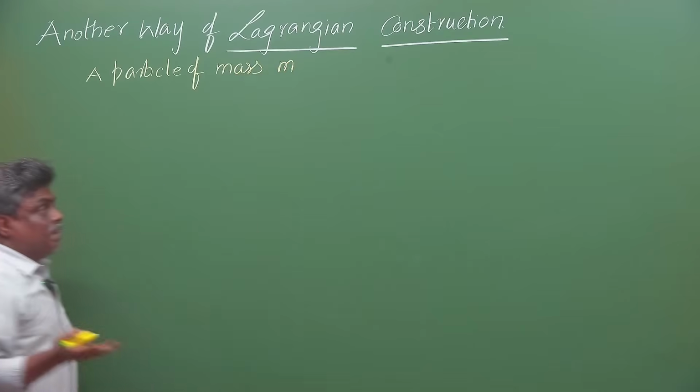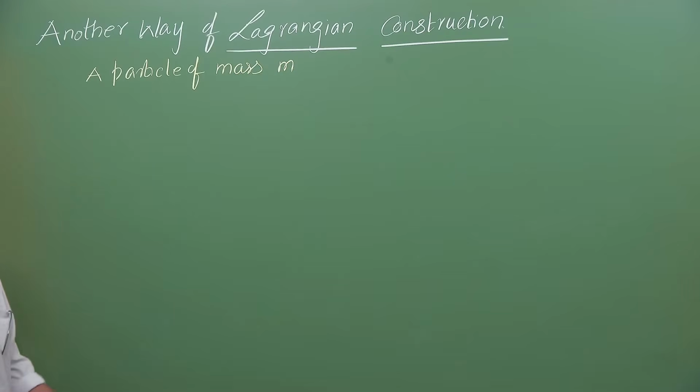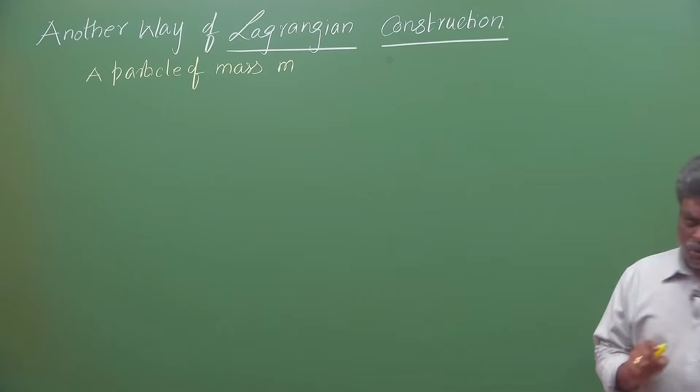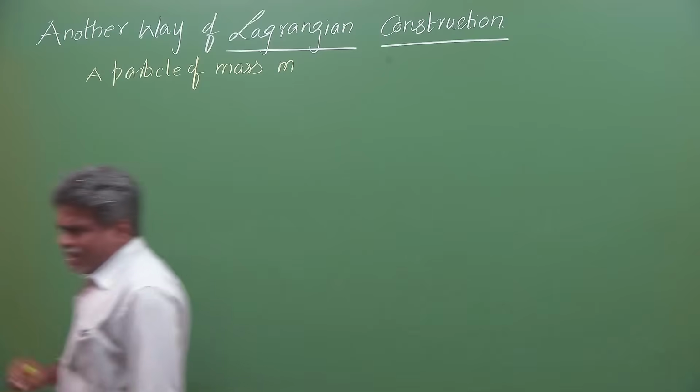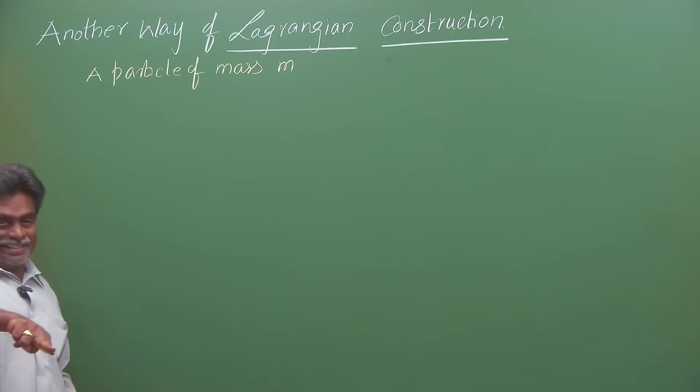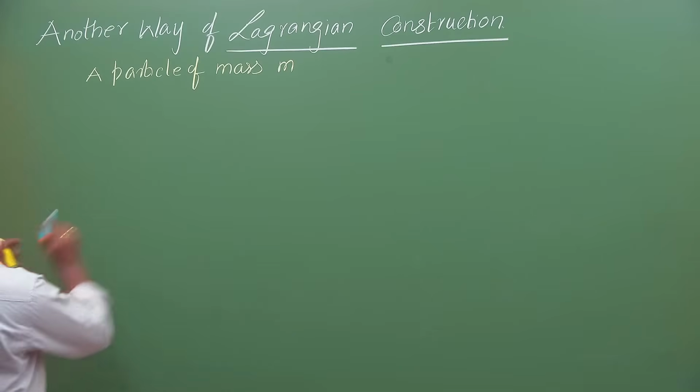You have already done around 50-60 problems. All those problems we can do by using this method within 1 minute. How? Whenever you consider a particle in motion, how many types of motions have you seen? Two. One is translation, another is rotation. Translation plus rotation is called rolling.